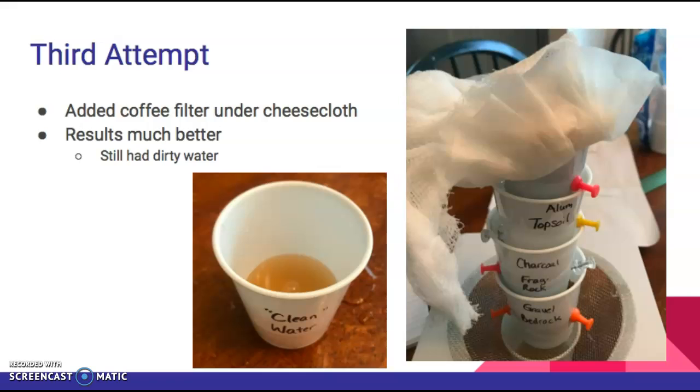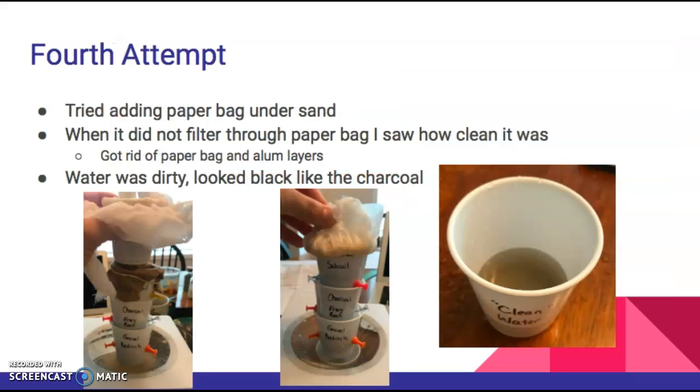In my third attempt, I added the coffee filter underneath of the cheesecloth, and I saw a significant difference. Although it was still really dirty, I felt that that really helped filter some of the dirt and filth out of the water. So moving forward, I tried adding the paper bag underneath of the sand to add a little more filtration.